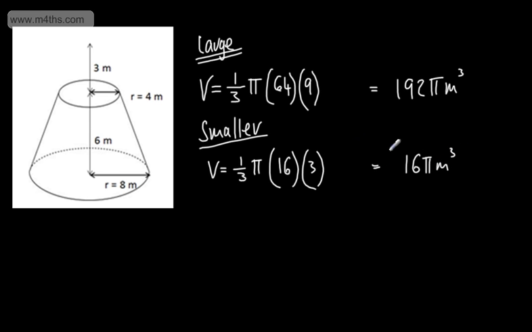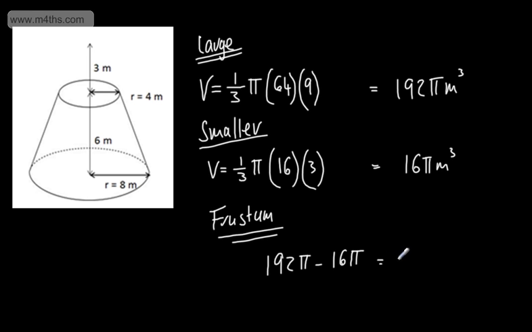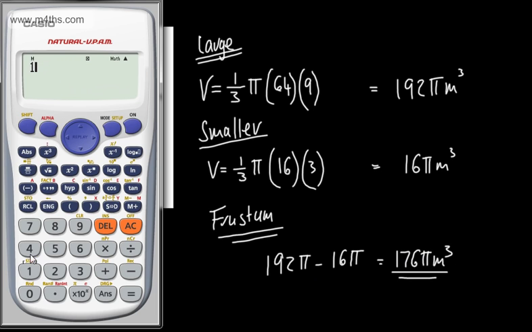I need to subtract the smaller cone from the larger cone, and that will give me the frustum. So just putting it here, frustum, what we're going to have is the 192 pi meters cubed minus the 16 pi meters cubed, which is going to give me 176 pi meters cubed. I like to work in exact values. We can find a decimal answer by simply plugging that in.